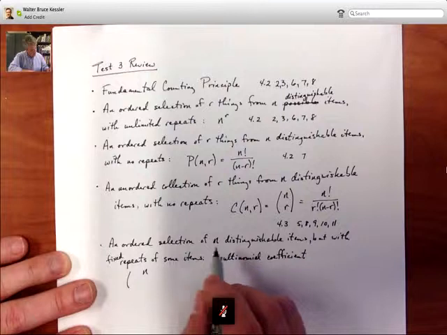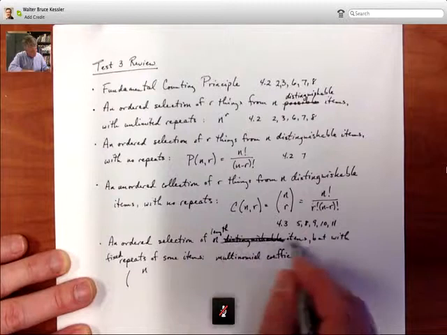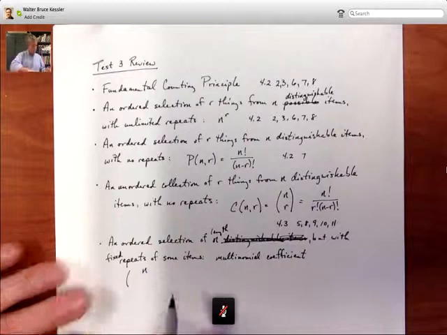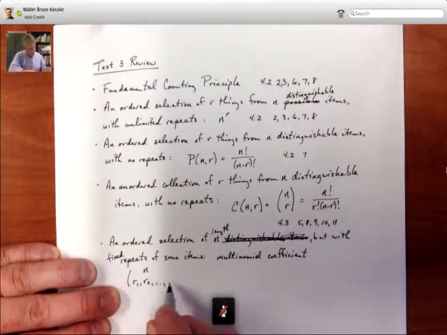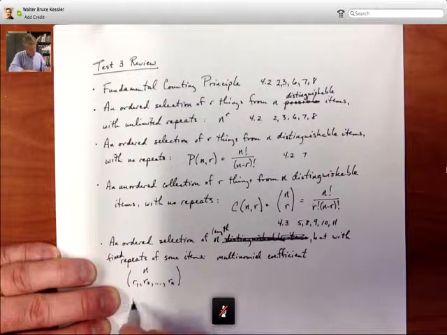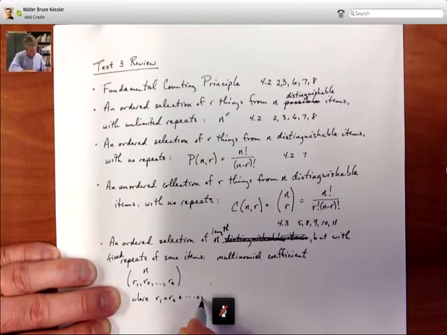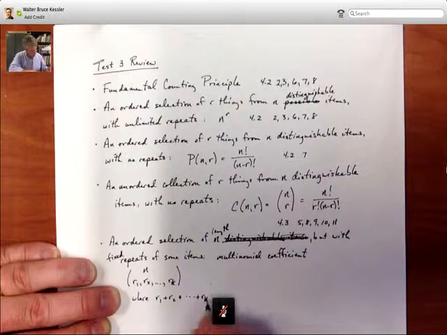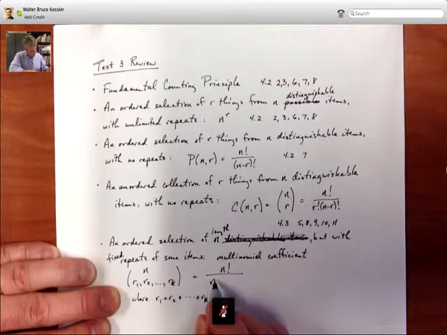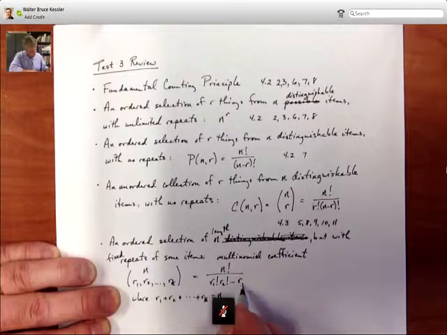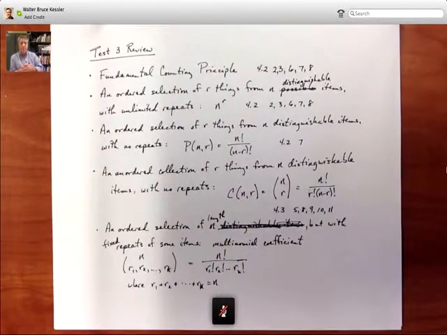That's actually not right. That's length. Let me say this right. Length n. I don't want to get into the distinguishable business on this one. Of length n, but with fixed repeats of some items. And so here's where you list R1, R2, and you just have to make sure R sub k, they all add up to n. Then this gives us just n factorial over R1 factorial, R2 factorial, on out to R sub k factorial.